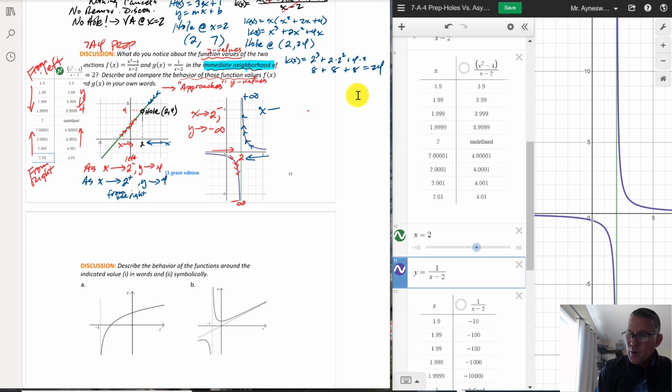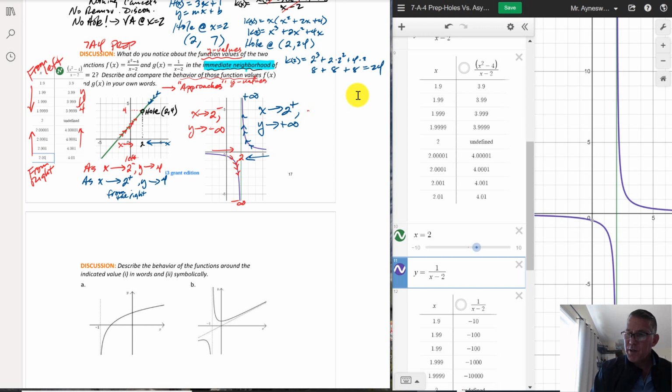So we say as x approaches 2 from the right, the plus sign means to the right, y approaches positive infinity. So this right here is really different behavior than the previous one, and the reason why it has an asymptote is that you can't factor it. Okay, g of x is not factorable.